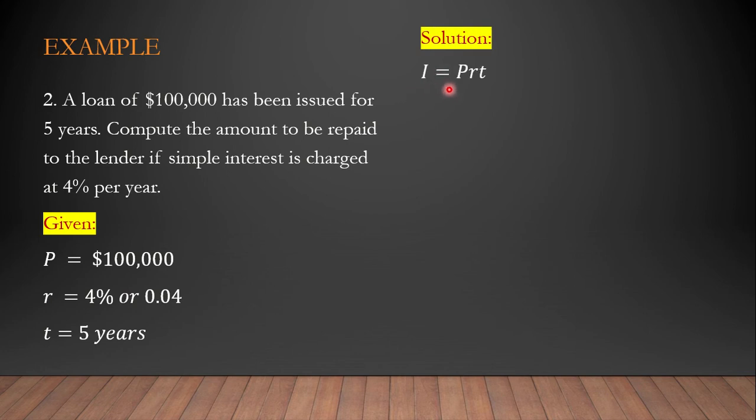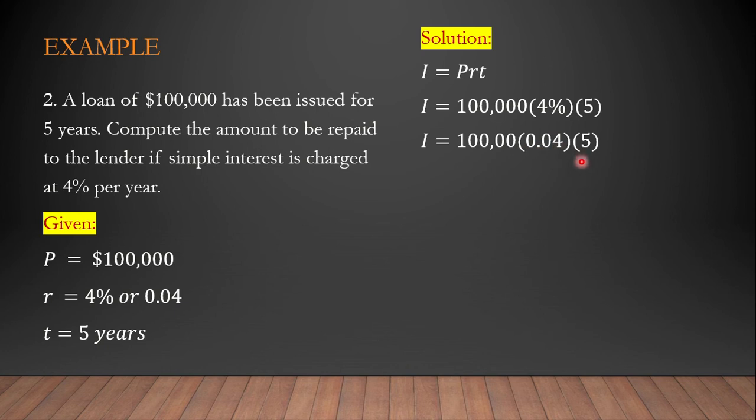So, I is equal to PRT. Substitute the value. It's a formula. So, ganyan mangyayari. 100,000 times 4% times 5. So, bawal po mag-compute ng interest kung yung rate is hindi naka-decimal. Dapat naka-decimal po siya. So, 100,000 times 0.04 times 5. So, input sa calculator, ang lalabas po is $20,000. So, that is the interest.